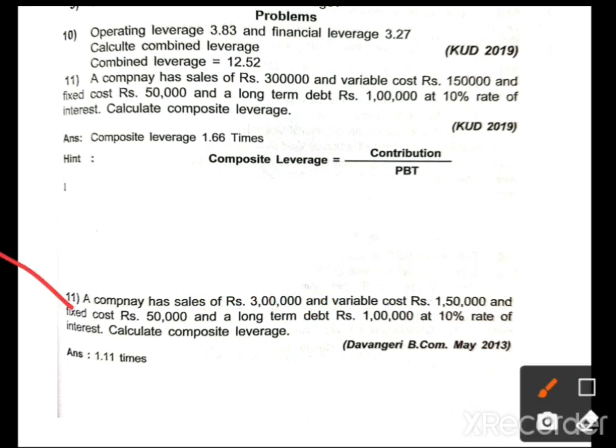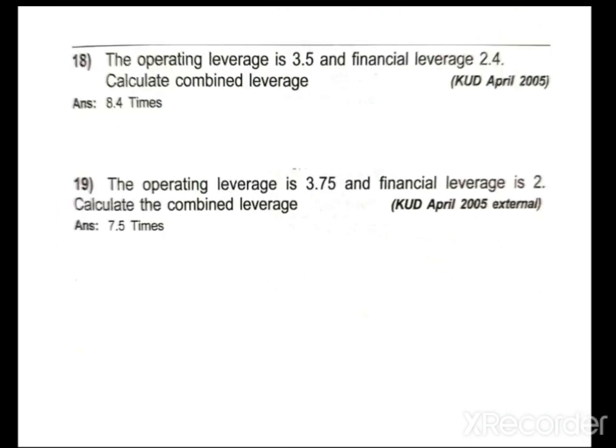A company has sales of rupees... No, both the problems remain the same. Next, the third problem. The operating leverage is 3.5 and financial leverage is 2.4. Calculate combined leverage. As you know how to calculate this type of problem, this is purely 2 marks related. Operating leverage into financial leverage, we easily get combined leverage. This is homework for you. You have to do it.